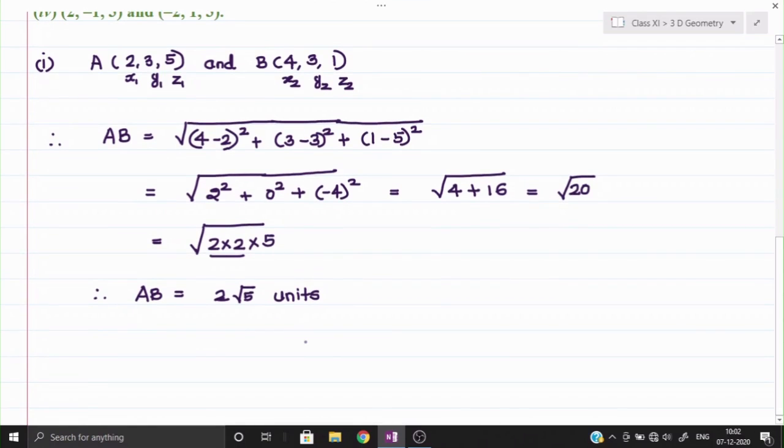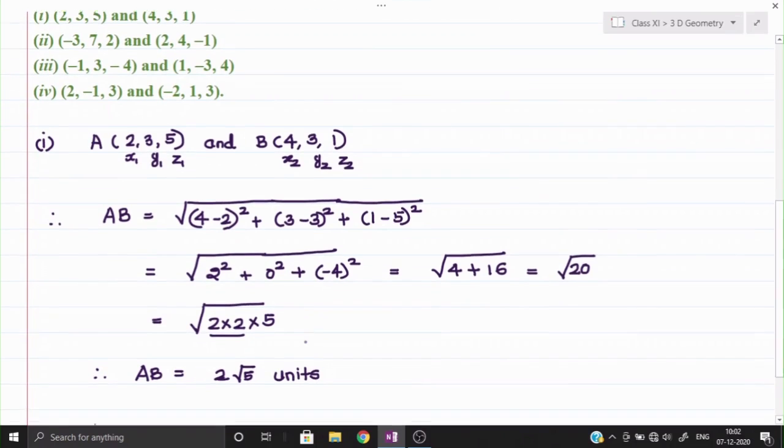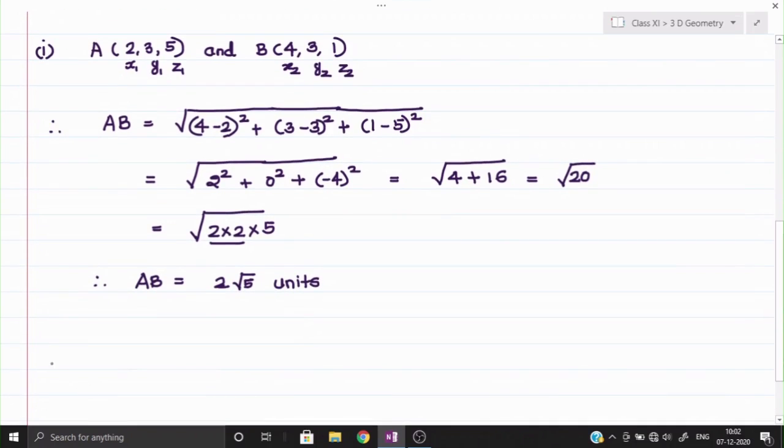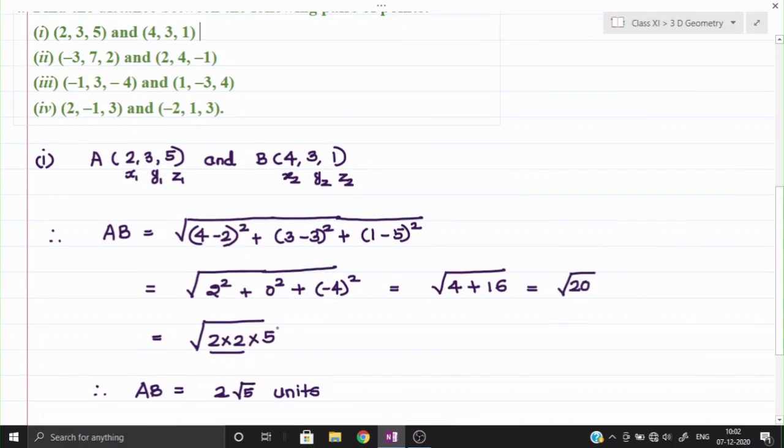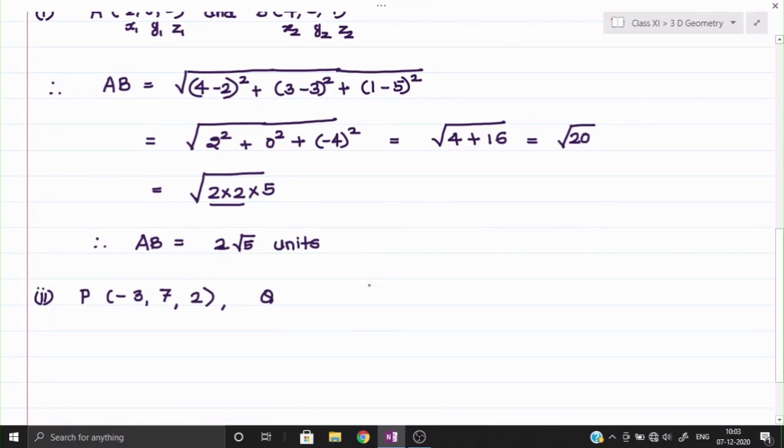One more question I will show you. That is part number second. It is given here minus 3, 7 and 2, and 2, 4, minus 1. So let us see the second part over here. The first coordinate is given as minus 3, 7 and 2. This we can suppose as point P, and the second point I am supposing as Q. So point Q is 2, 4, minus 1.